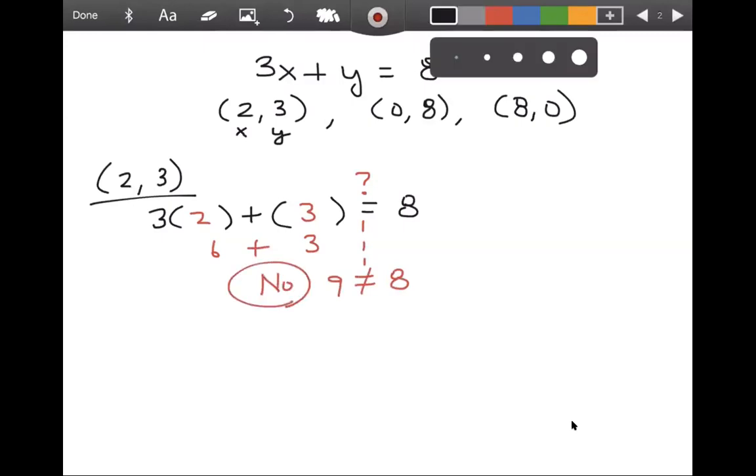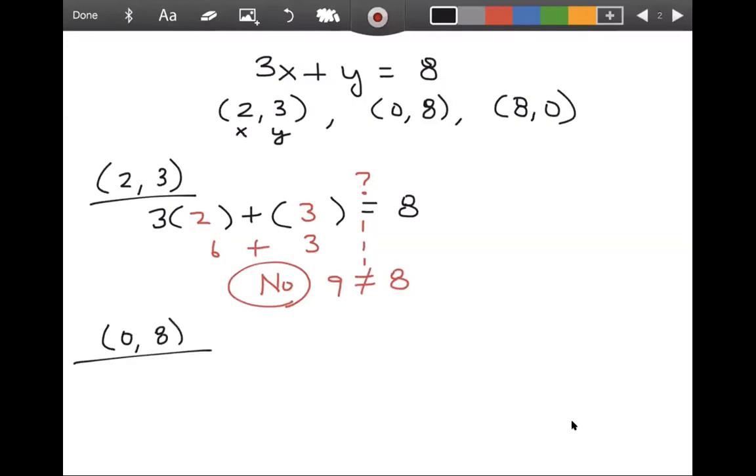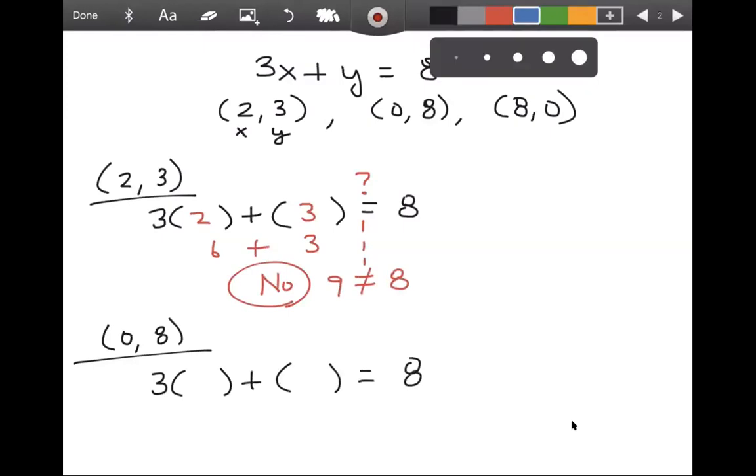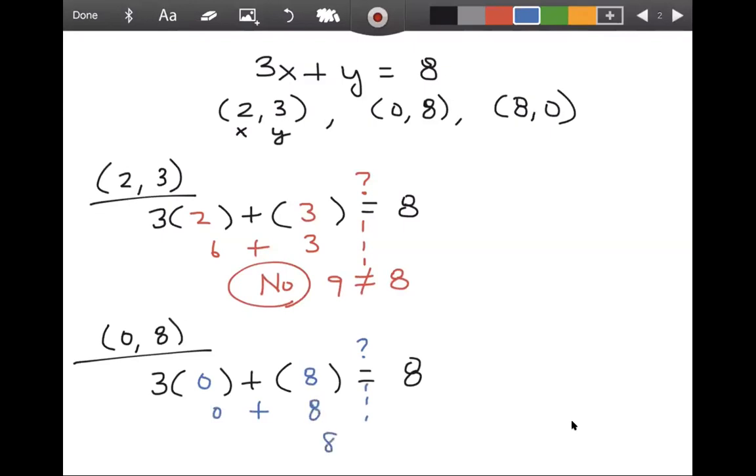The next one is (0, 8). So we'll do the same thing. 3 blank plus blank equals 8. Put a 0 for x and an 8 for y and a question mark here. 3 times 0 is 0. 0 plus 8 is 8. So that one is a yes.